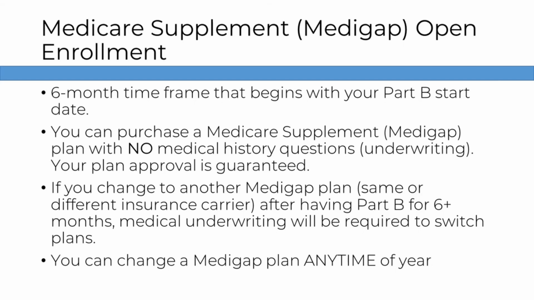However, if you want to change to another Medigap plan, medical history questions can be asked and your plan approval is not guaranteed. Contrary to what you may have heard, you can actually change your Medigap plan any time of the year. The only wild card is whether you have to answer medical history questions. Is it during your 6-month open enrollment or after that?